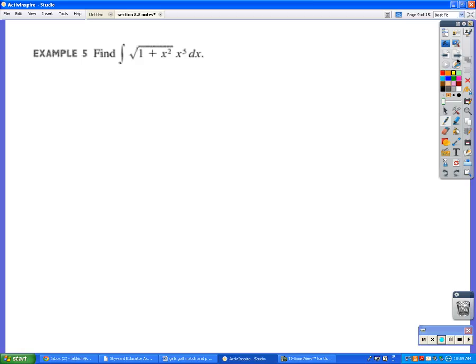Okay, I don't want to do this one today because it's going to frustrate you. What you might notice is that if I let u equal what? The derivative of x to the 5th is 5x to the 4th, which isn't in here. And the derivative of 1 plus x squared is 2x, which isn't in here either. So you have to do something a little bit more complicated. Let's save that for tomorrow.